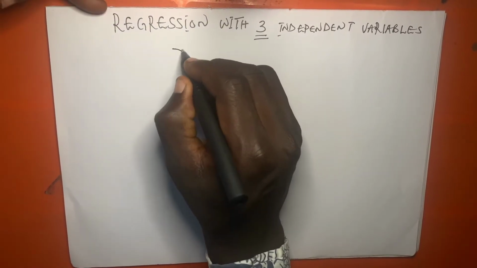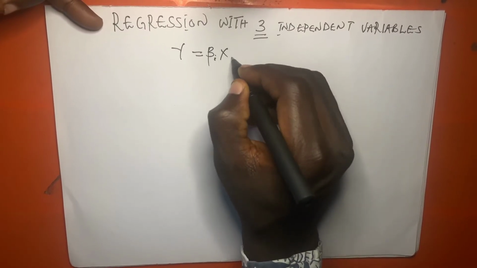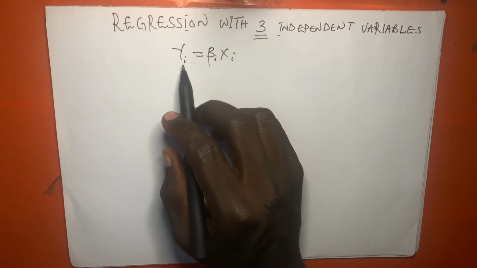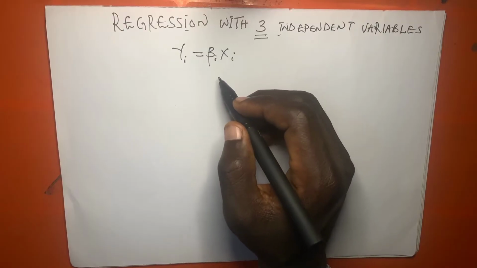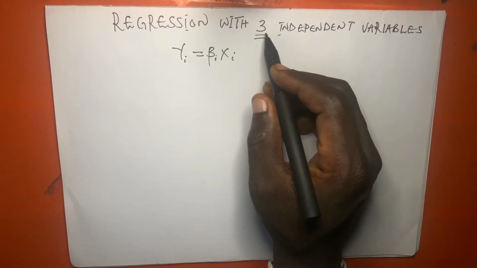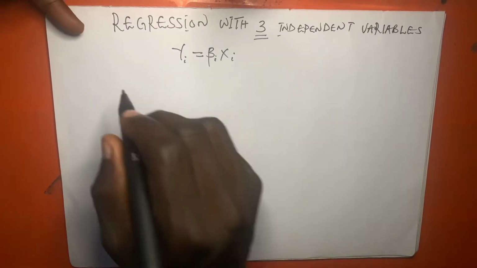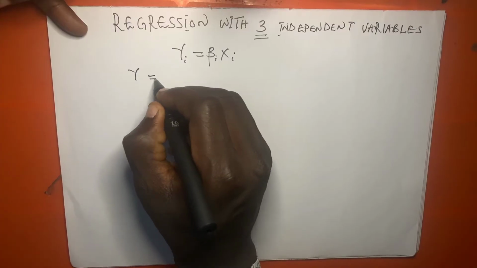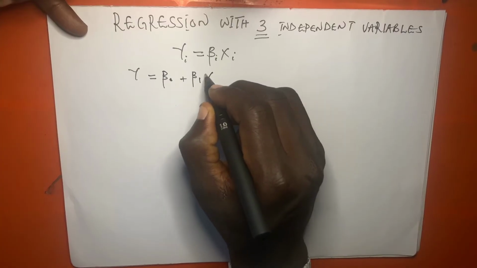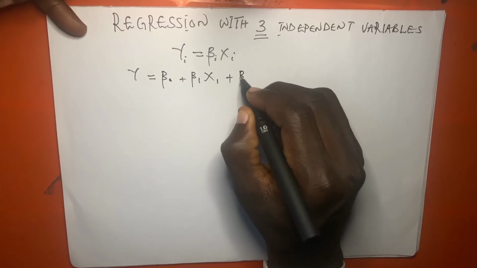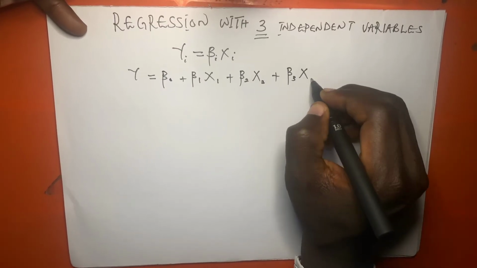The regression model is given as y equals the sum of beta i xi, because we have more than one value for the dependent variable and more than one value for the independent variable. As well, we have four parameters here, because we have three independent variables, and that includes a beta naught. So this is going to give us y equals beta naught plus beta 1 x1 plus beta 2 x2 plus beta 3 x3.